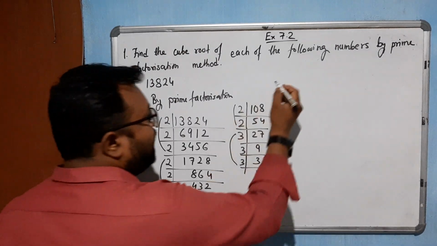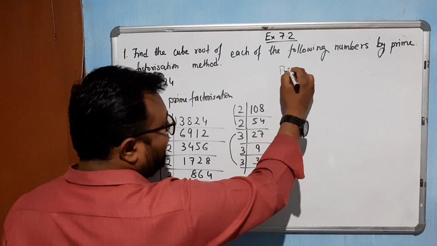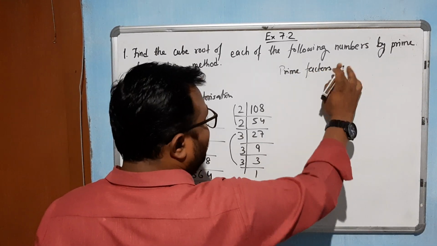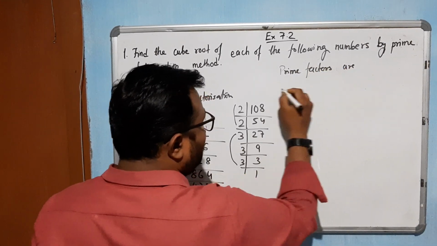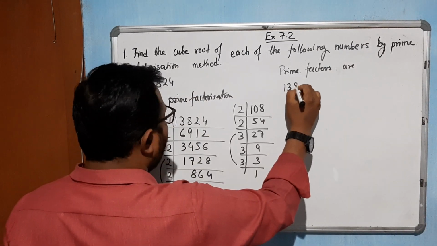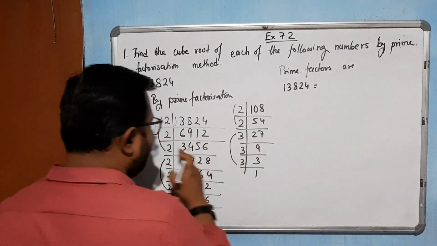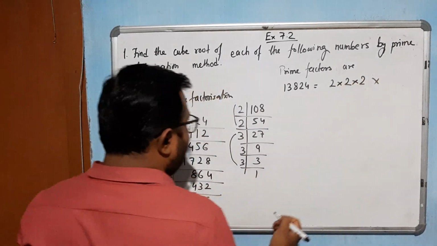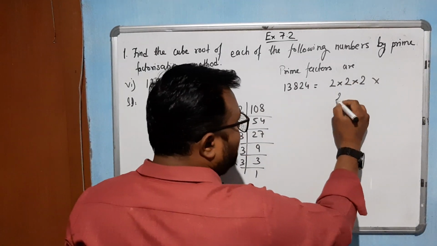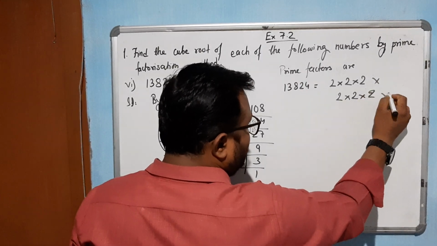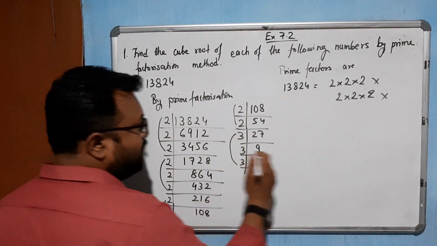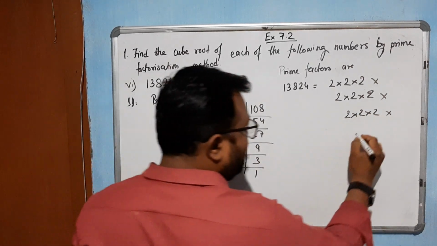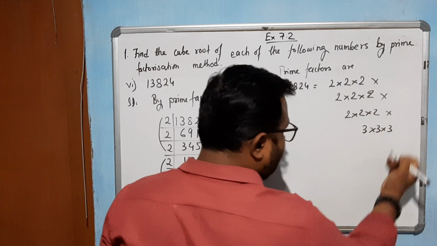So prime factors, if you write, prime factors are, simply we will write 13824 equal to 2 into 2 into 2 into, again this one, 2 into 2 into 2 into, again this 2, 2 into 2 into 2, this 3 lastly, 3 into 3 into 3.